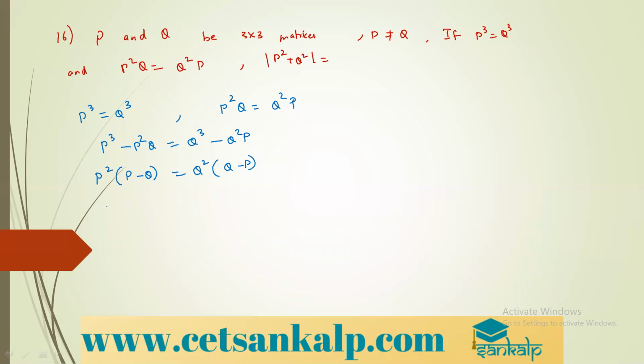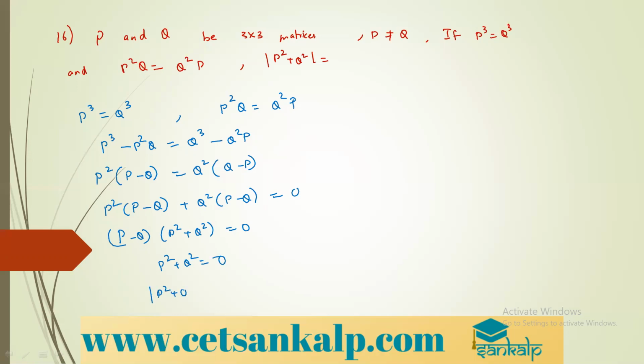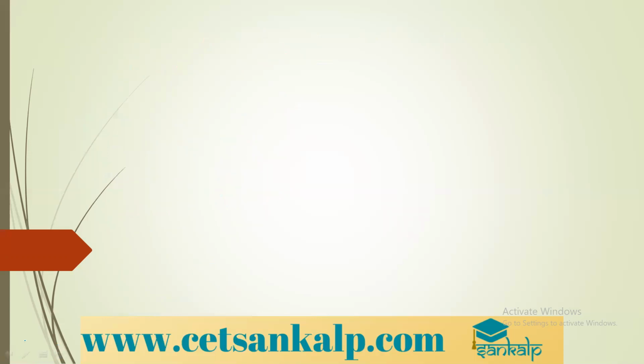And then I will write both on one side. P square into P minus Q plus Q square into P minus Q equal to 0. Take P minus Q common. You will have P square plus Q square equal to 0. So I can take P square plus Q square equal to 0, or determinant of P square plus Q square equal to 0. That's how we have done question number 16.